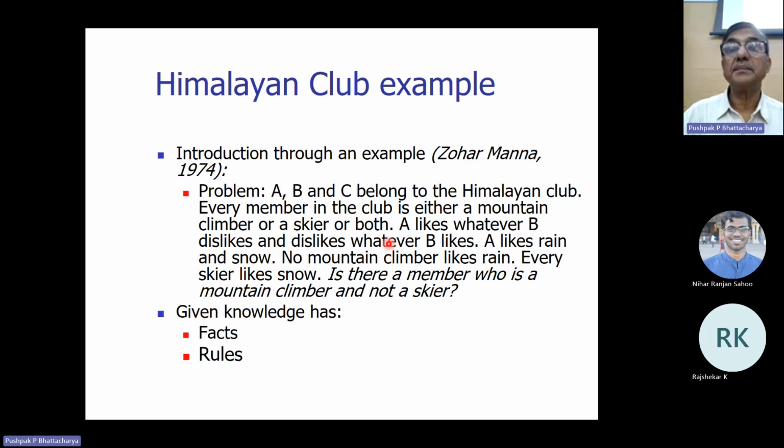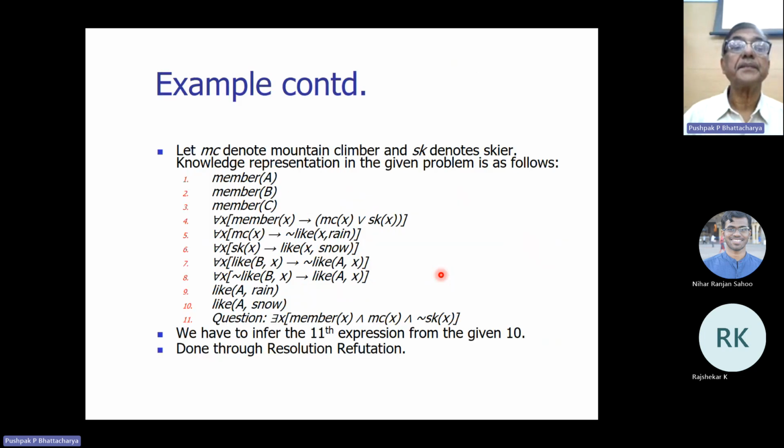To be able to apply resolution refutation, our first task is to convert natural language sentences into clauses. So this is an elaborate procedure, and we have to identify the facts and rules very carefully. This is what is AI with respect to predicate calculus. So A is a member, member A, B is a member, member B, member C. Every member is a mountain climber or skier, becomes a for all x formula. So for all x is called universal quantification. X is the variable. So for all x, member x implies mountain climber x or skier x.